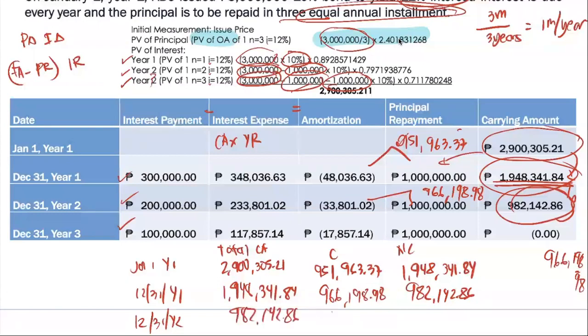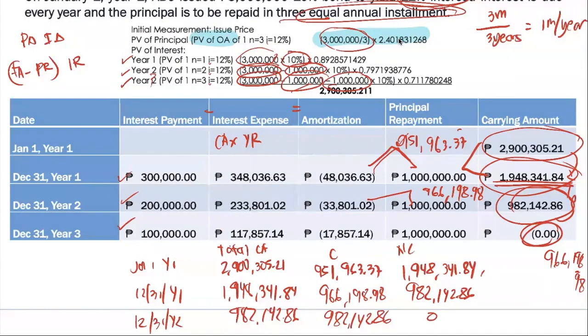982,142.86. That is now our current. Our non-current will be 0 because it is already 0. So that is what we will do for a serial bond. From our carrying amount, we divide it. The total amortization, that is it. Or, if you want, you can also just get the difference of those two. What you will get is also 951,963.37. Then the carrying amount next year is the non-current.